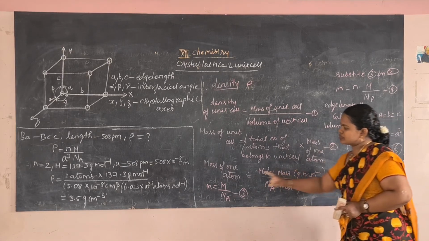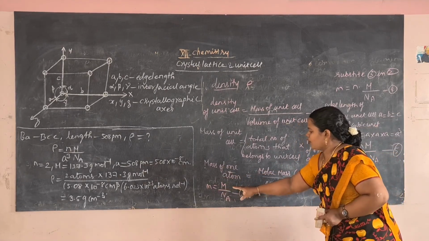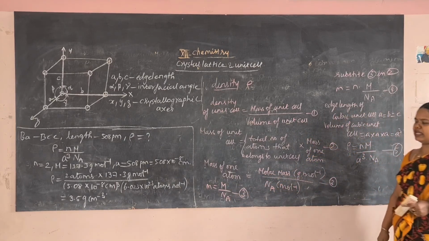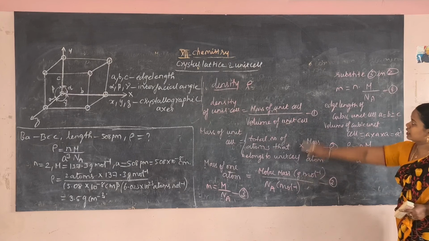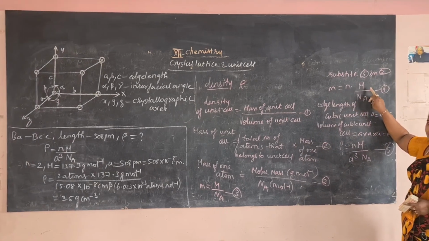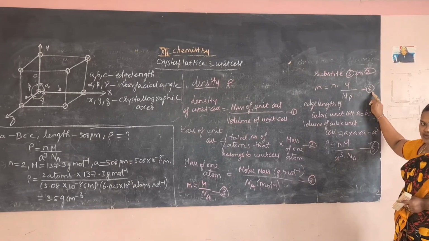And so this is given as small m, and molar mass capital M, and this Avogadro number is represented as Na. Now when you substitute this 3 in 2, you get m equal to n into capital M divided by Na, that is the fourth equation.